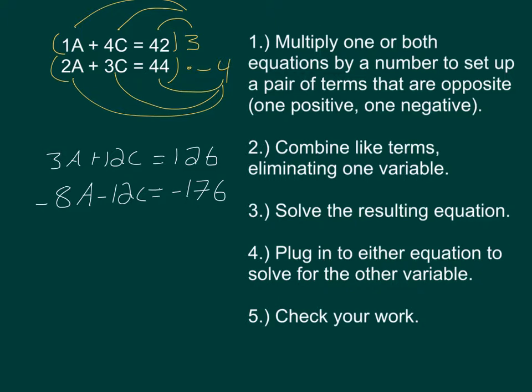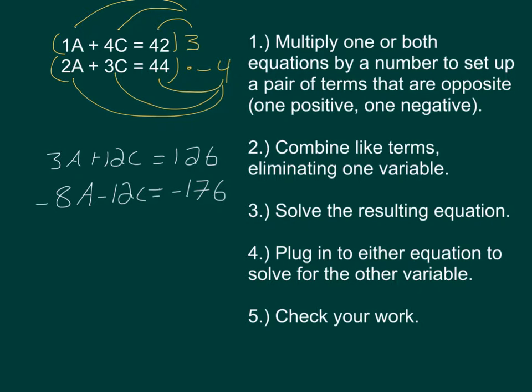Okay, so now I've got these two new equations. Well, that doesn't seem very helpful. Well, here's what we do. I'm going to look at this, and they're lined up in columns. The 3a and negative 8a, 12c and negative 12c, and 126 and negative 176. They're like terms as they're lined up.